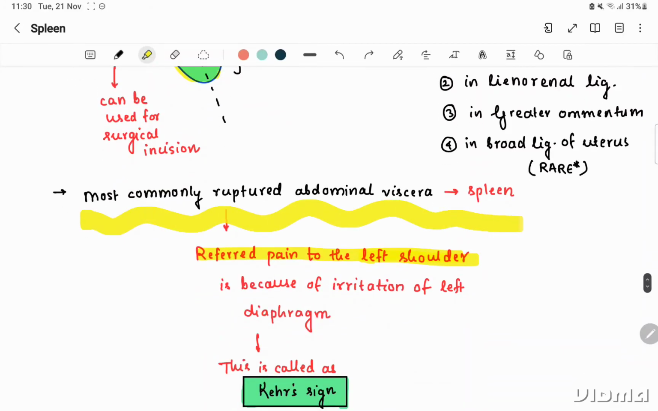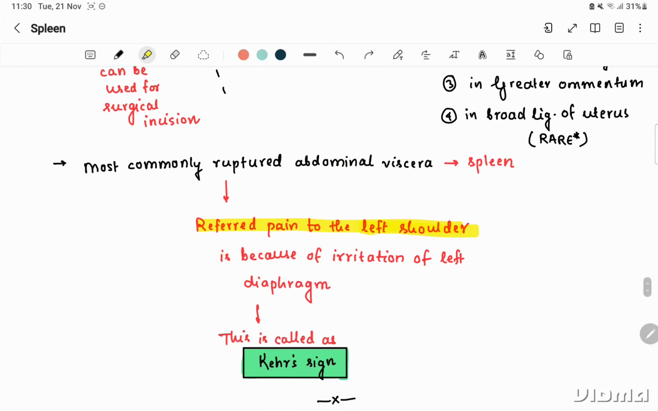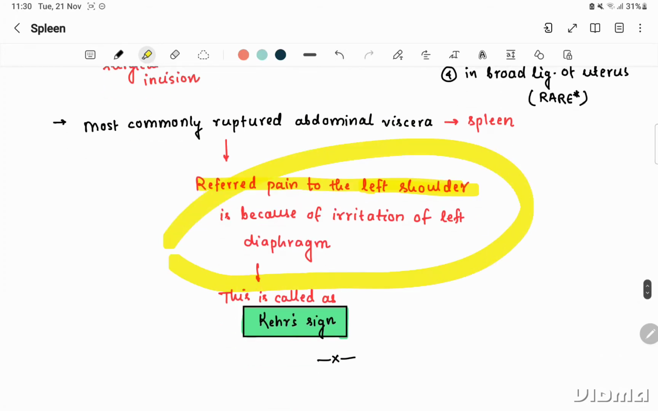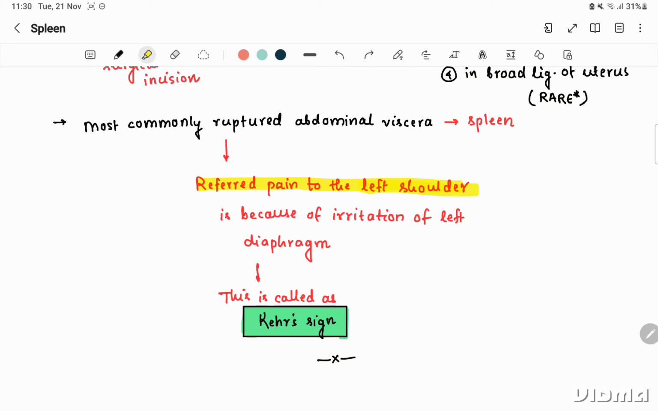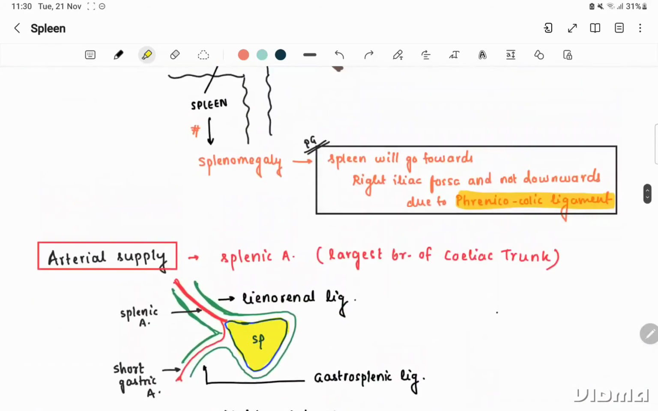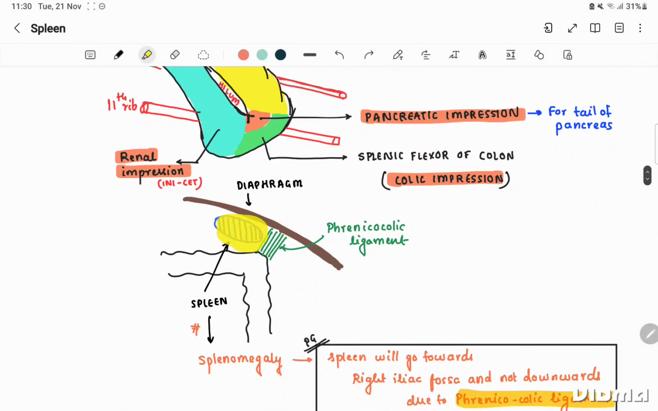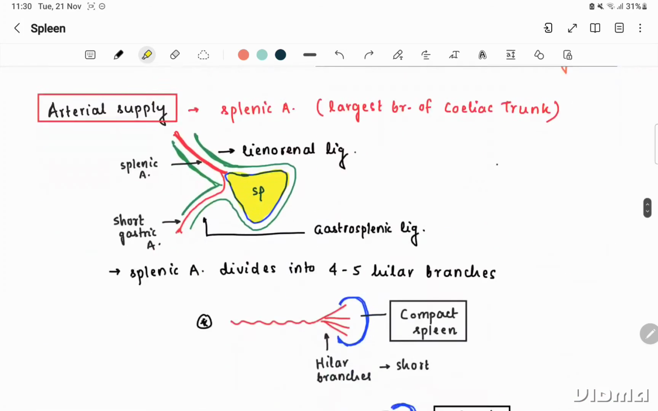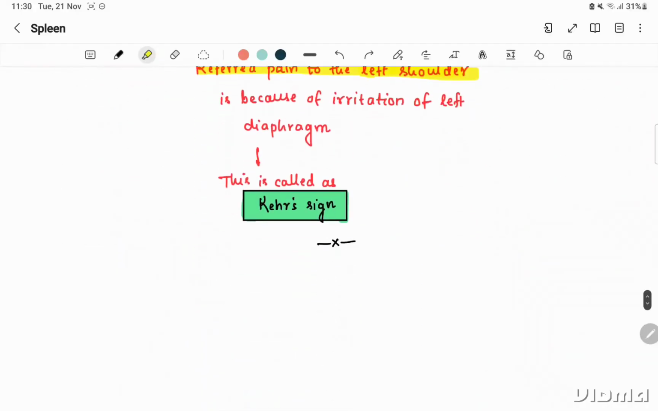The most commonly ruptured abdominal viscus is the spleen, and the referred pain is to the left shoulder. Splenic pain is referred to the left shoulder because of irritation of the left diaphragm, and this is called Kehr's sign, K-E-H-R. So what is Kehr's sign? Look at this, this is the spleen, and due to irritation of the diaphragm, the referred pain can be to the left shoulder. This is called Kehr's sign.